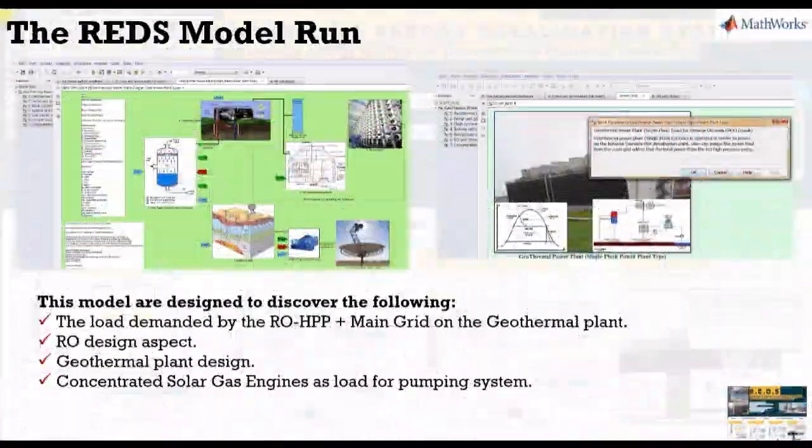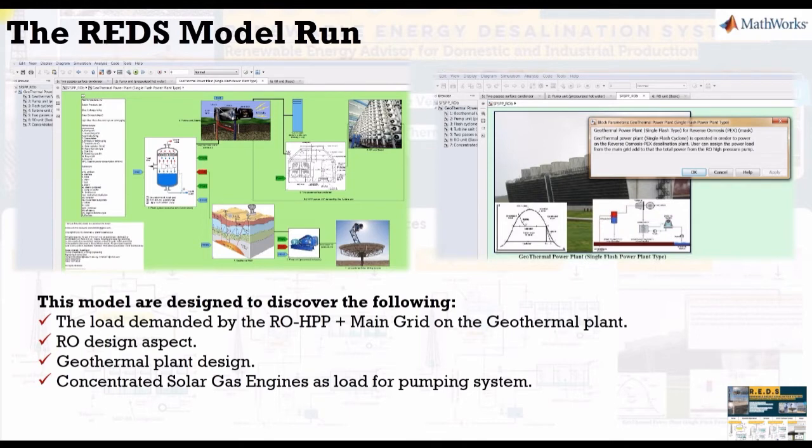Okay, let's go for our model. For our model, we have to consider the following. We have a well, and this is our flash tank, steam turbine, surface condenser, and reverse osmosis as a load. You can remove this block and just put a constant block in Simulink and type your load. If we need 1 megawatt, 2 megawatt, as you wish.